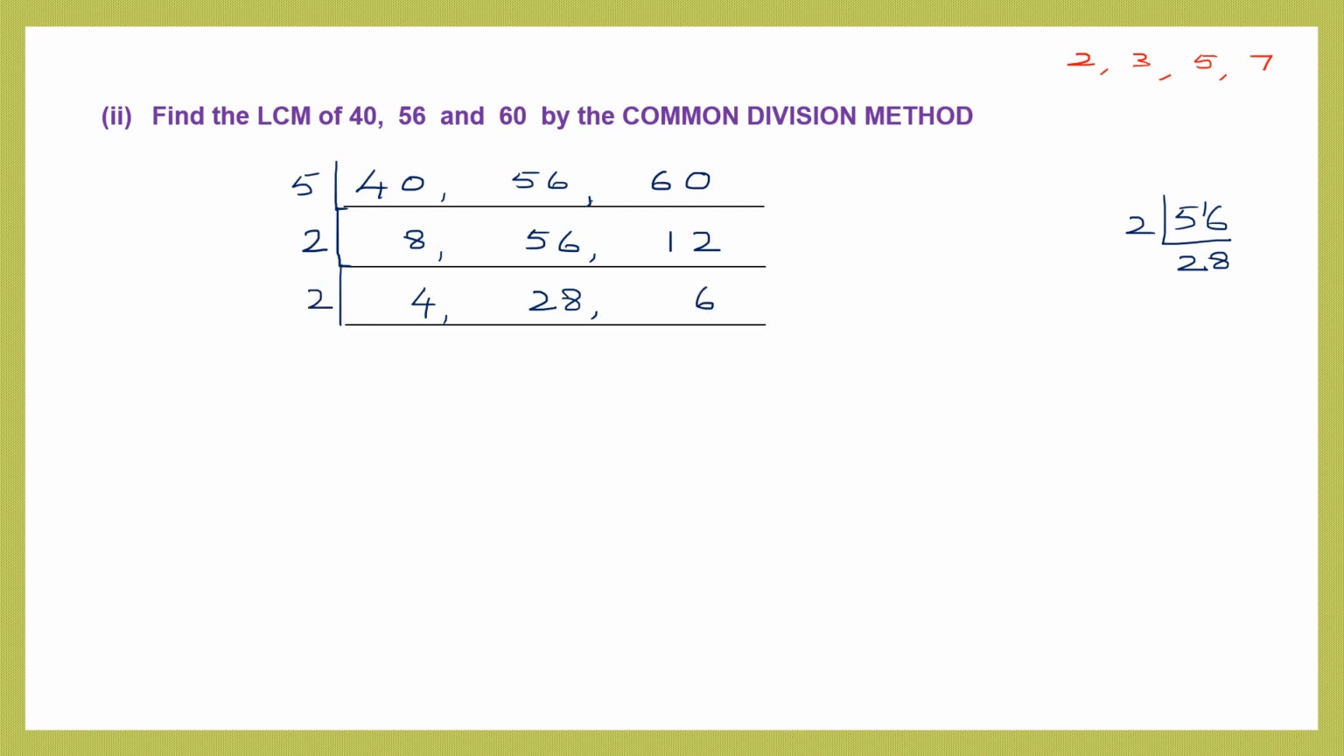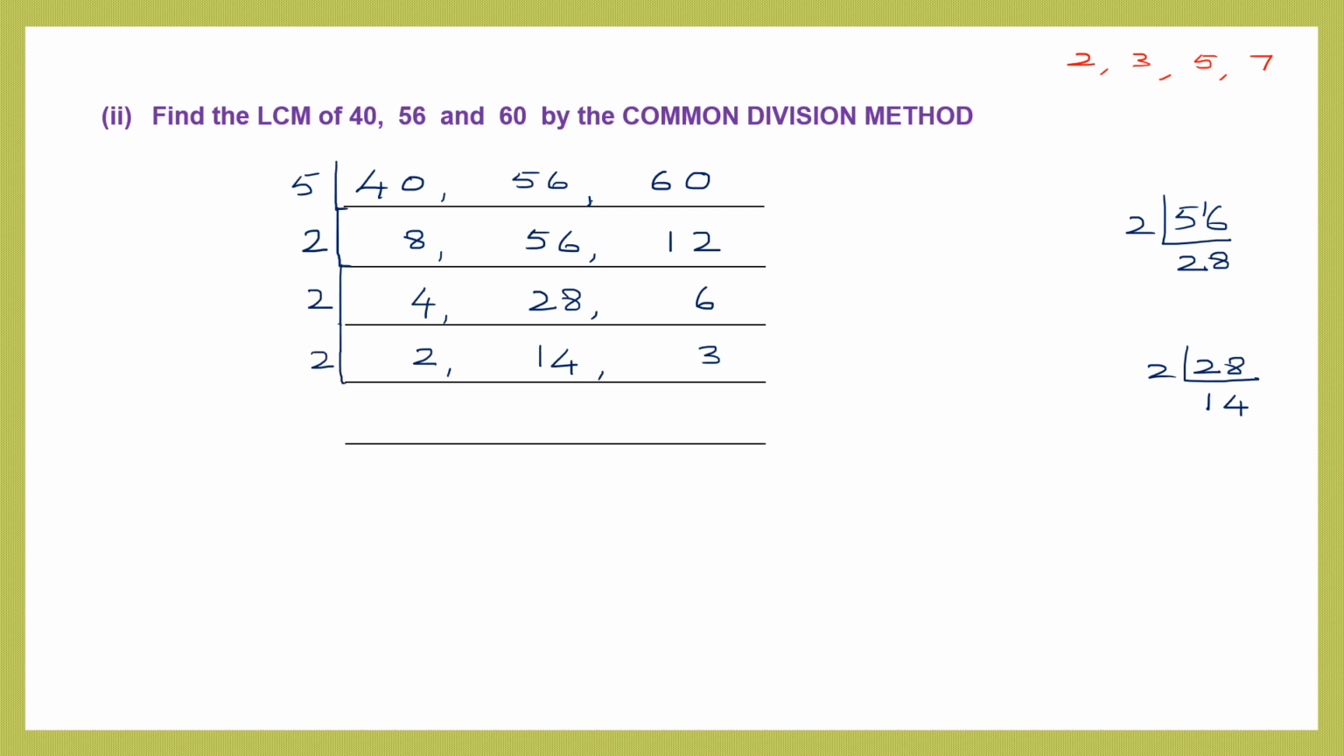Again, I can divide by 2. So here 2 twos are 4. Now 2 into what is 28? Again, I can divide 28 by 2 and find out. 2 ones are 2, 2 fours are 8. So 2 into 14. Then here we have 2 threes are 6. Now let me continue my division with 2. So here I have 2 ones are 2, 2 sevens are 14, and I bring down 3.